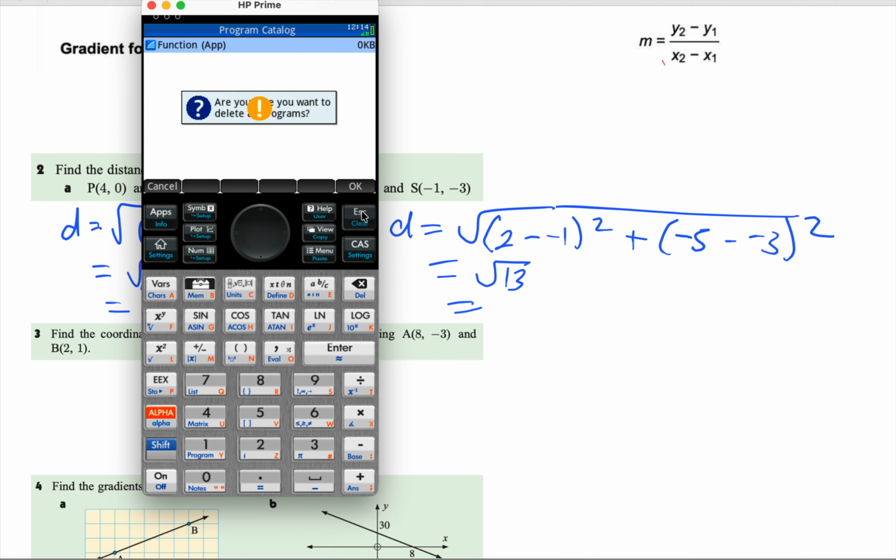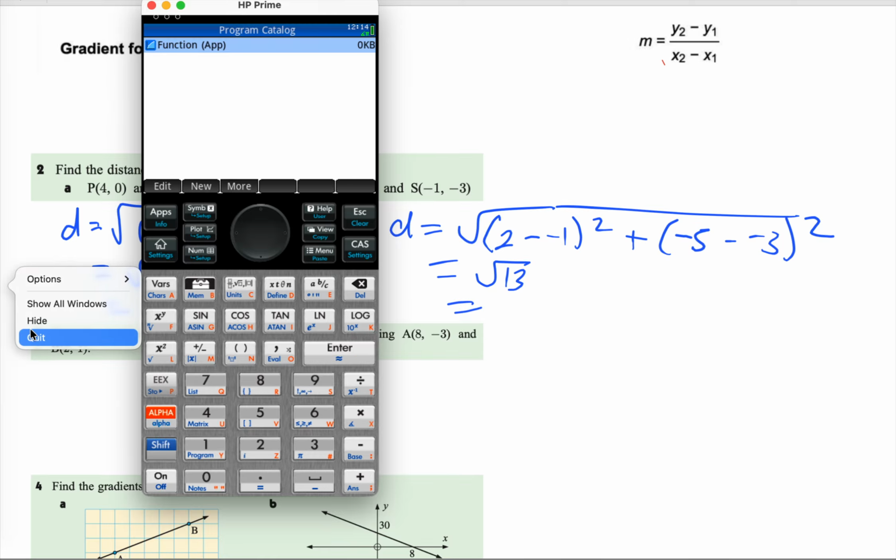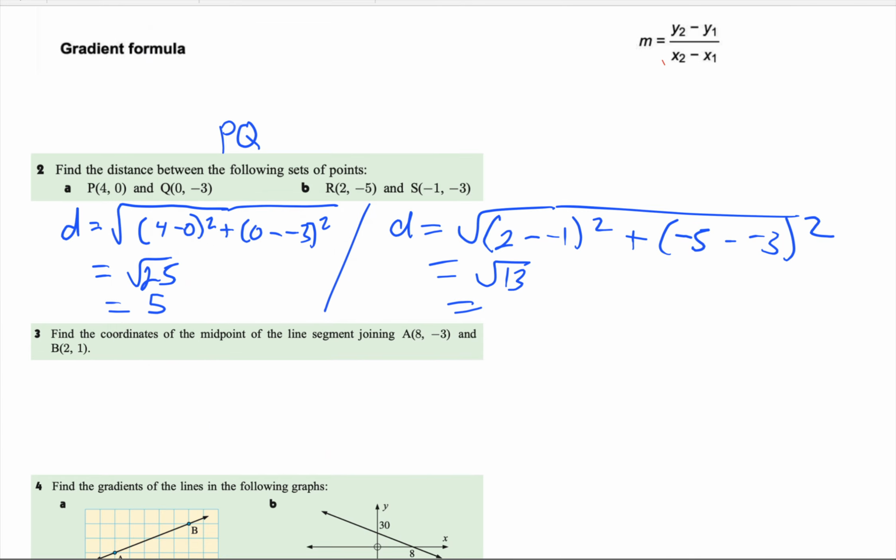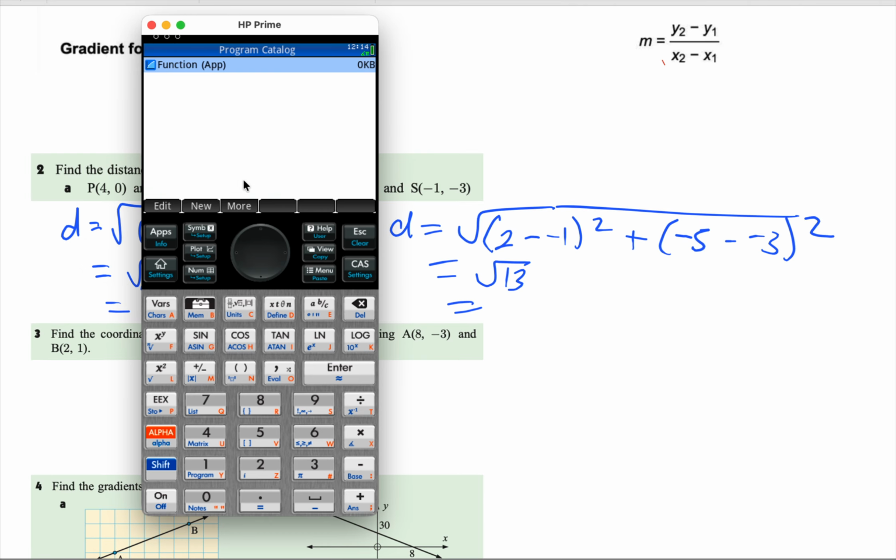Oops, hang on a second. Sorry, my calculator's a bit glitchy. I will reboot it. Square root of 13. Well, square root of 16 is 4. So I'm guessing this is 3 point something. We'll see what it is now in a second.